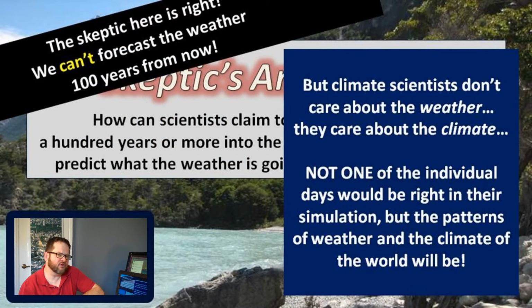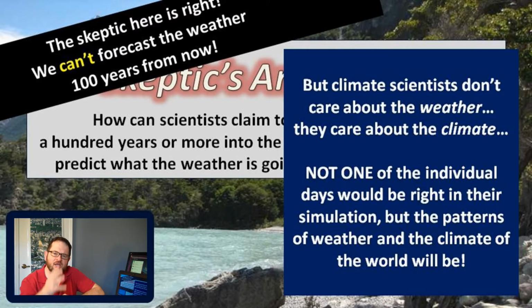If we go back to our straw man skeptic, the skeptic wasn't entirely wrong. We can't forecast the weather 100 years from now, but that's not the point. Climate scientists do not care about the weather. They care about the climate. They really don't. The skeptic who said we don't know what the weather's going to be like 100 years from now is right. That's not the issue. We care about what the climate's going to be 100 years from now.